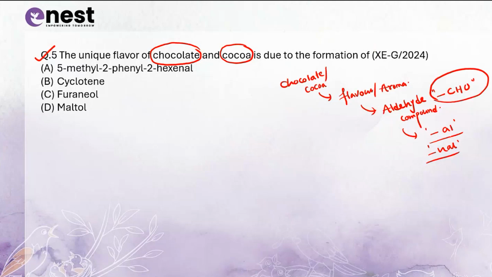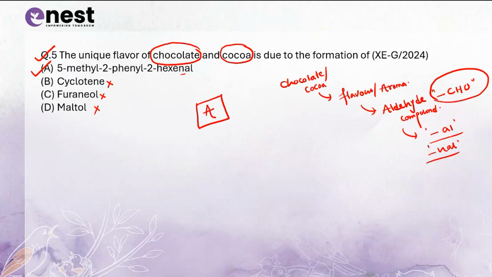So the options are option A, 5-methyl 2-phenyl 2-hexenal. Yes. Option B, cyclotene. Option C, furaneol. And option D, maltol. No, no, no. The correct option here is 5-methyl 2-phenyl 2-hexenal. So this is basically an aromatic aldehyde compound which is responsible for the unique flavor of chocolate and cocoa. So for this question, the correct option is option A.